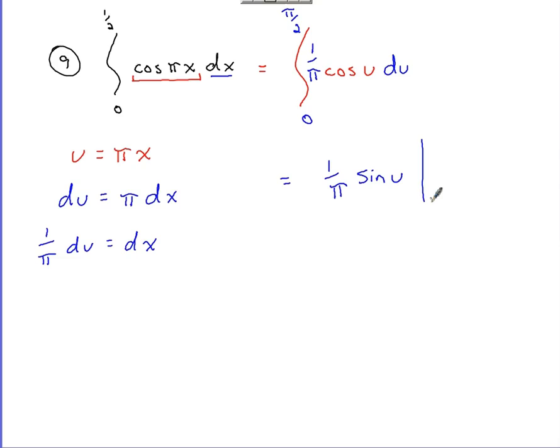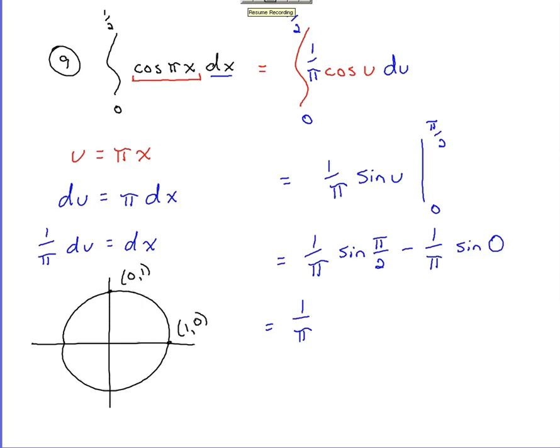All right, the interval we're working on is 0 to pi over 2. At this point, we plug in pi over 2 for u. And then we subtract. We plug in 0 for u. Time to calculate that out. Our answer is simply 1 over pi.